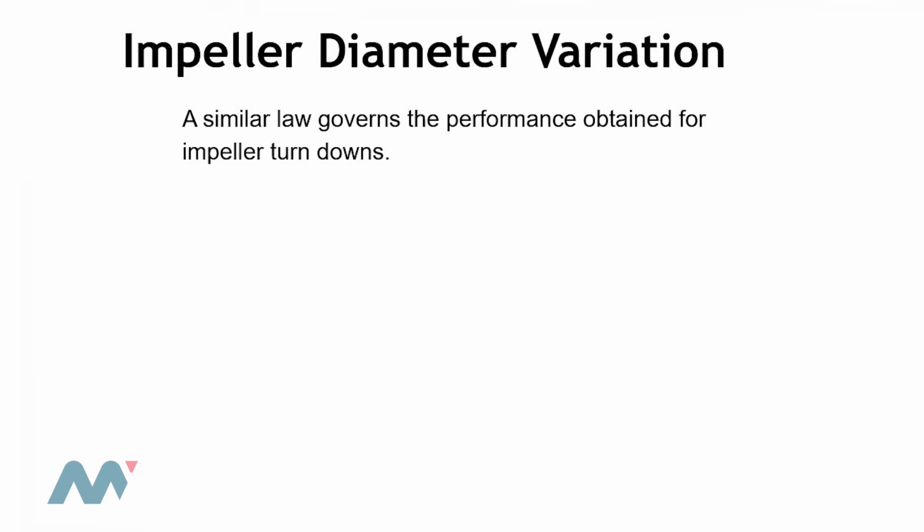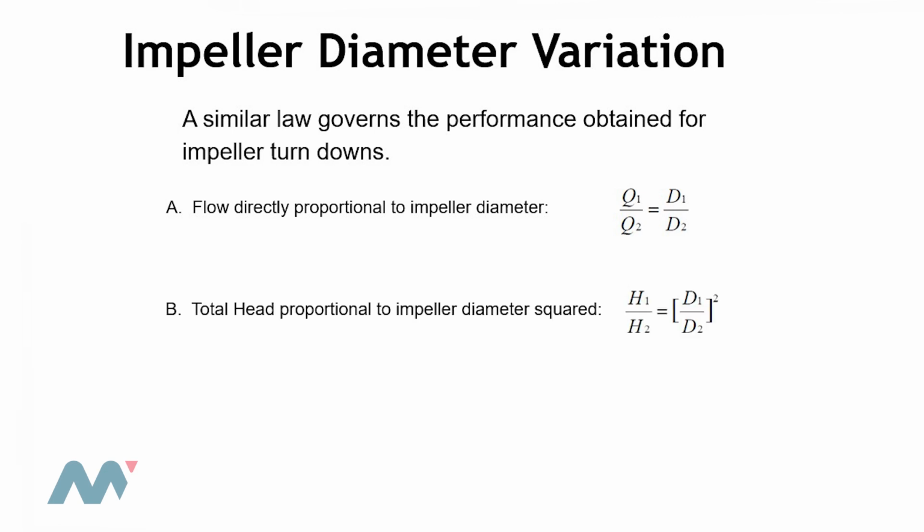The similar affinity laws apply. So let's look at how that relates. Flow is directly proportional to the impeller diameter. So if we reduce the diameter, we reduce the flow in a direct proportion. The total head is proportional to the impeller diameter squared, and the power is proportional to the impeller diameter cubed. And it's that ratio that we can take on to see what the performance of the pump will be like if we reduce the impeller diameter.